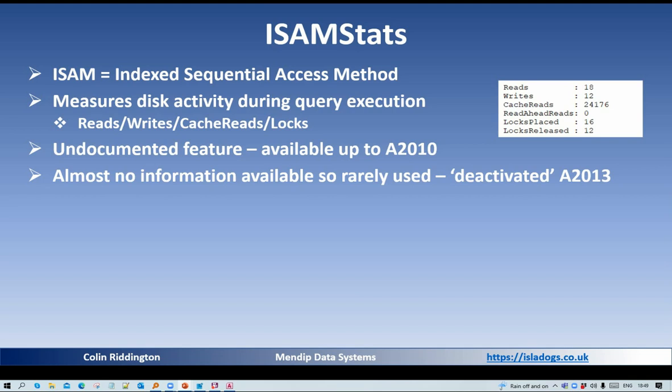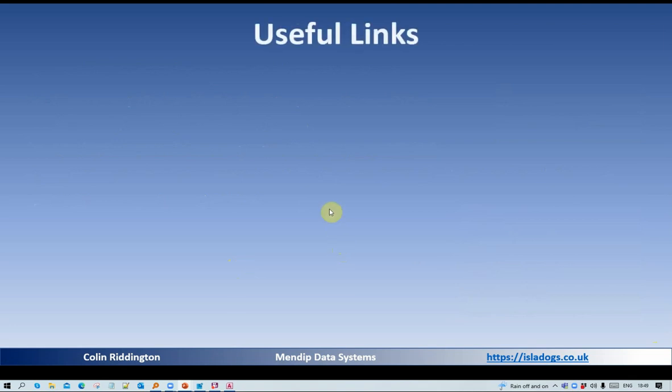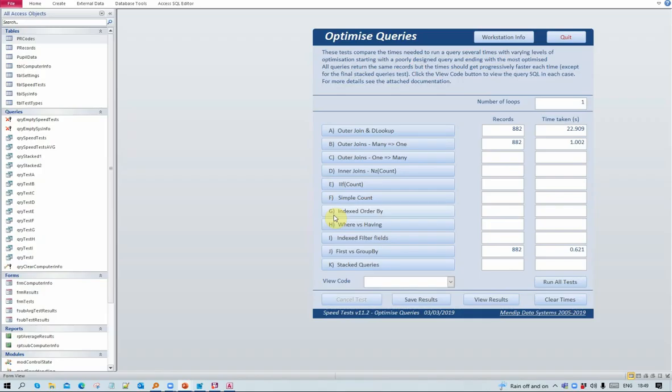So I couldn't find anyone who could tell me anything about it at all. It's a hidden member of the DAO library. It's built into Access in every version, including 365, but you have to search for it by searching for hidden members there. So DAO library, ISAM stats, but you probably won't have seen that. And before we do the useful links then, let's just move that out of the way again.